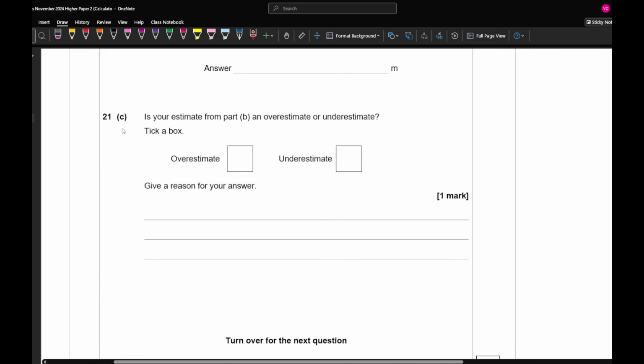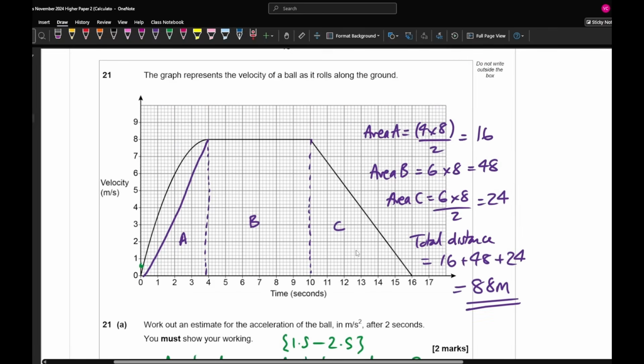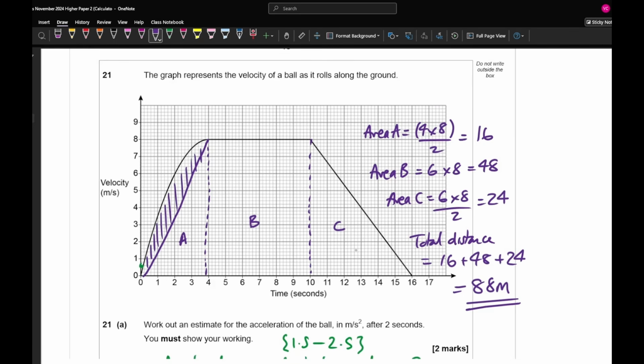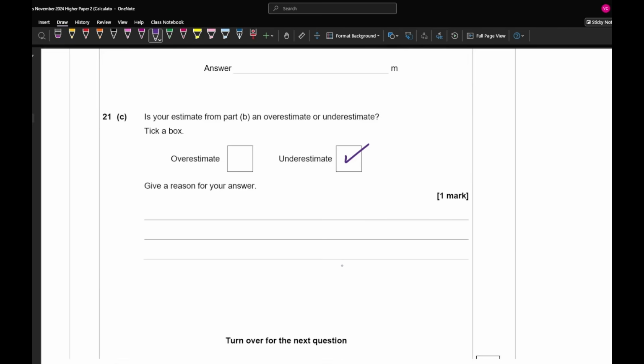Moving on to question 21C, it says, is your estimate for part B an overestimate or an underestimate? And what we need to say here is an underestimate. The reason is because for area A, we have used an underestimate. So we've actually used an area that is smaller in that first section. So what you can say is we have used a smaller area between t equals 0 and t equals 4.